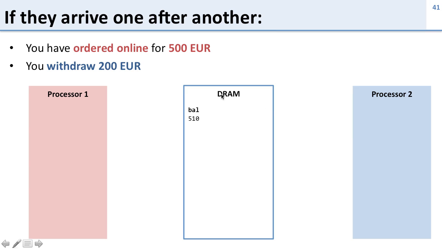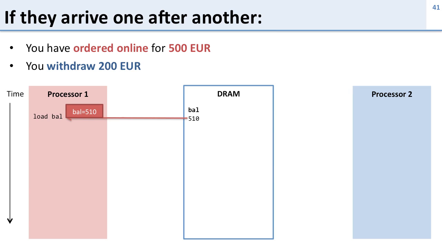And now we're looking at the bank's computer. So now this is the DRAM. This is the memory of the computer. And we have one variable in it, balance, which has a value of 510. Here we have time. So time is going down on the axis here. And we're going to start off, and processor 1 is going to load the balance. So we take that balance, load it to processor 1. It's 510. Then it's going to check if the balance is greater than 500.